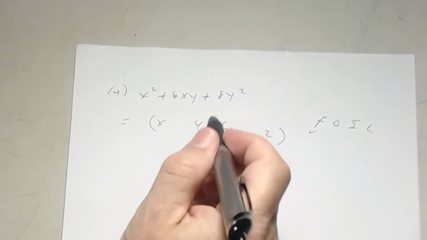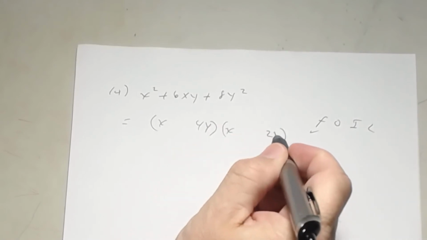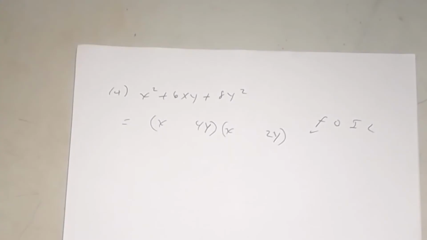8y squared. So I need a what? 4y and a 2y. Okay? That's the only difference. What do you notice about the last sign though? It's plus, positive. So that means the signs in your binomials have to be the same.